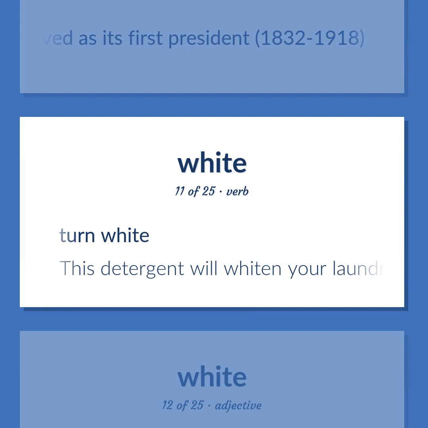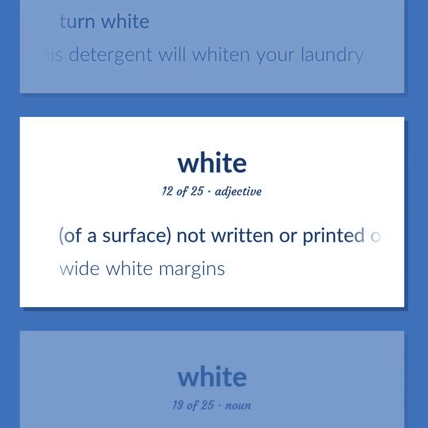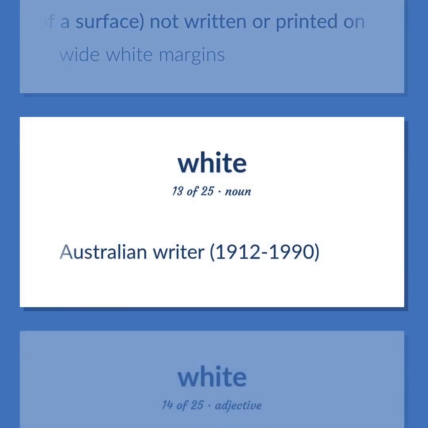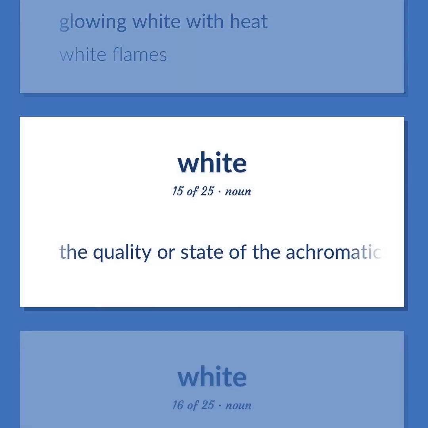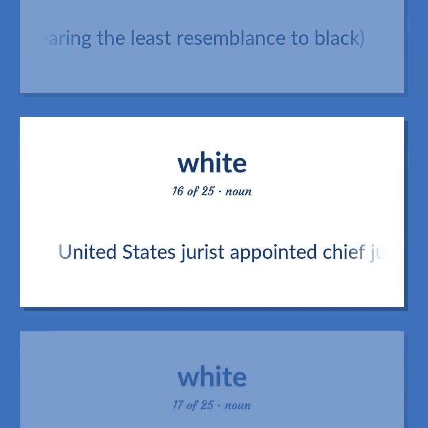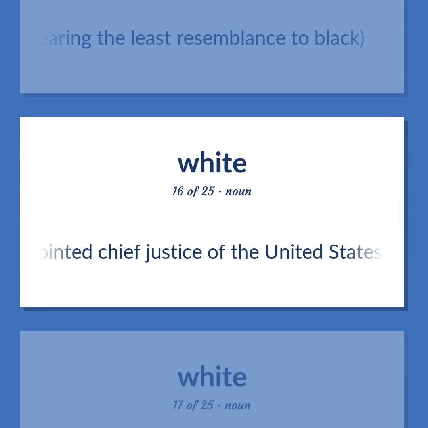Turn white. This detergent will whiten your laundry. Of a surface, not written or printed on. Wide white margins. Australian writer, 1912 to 1990. Glowing white with heat. White flames. The quality or state of the achromatic color of greatest lightness, bearing the least resemblance to black. United States jurist appointed Chief Justice of the United States Supreme Court in 1910 by President Taft.